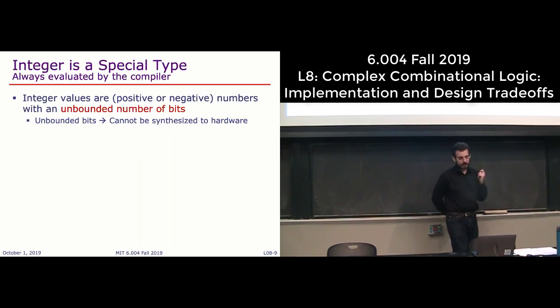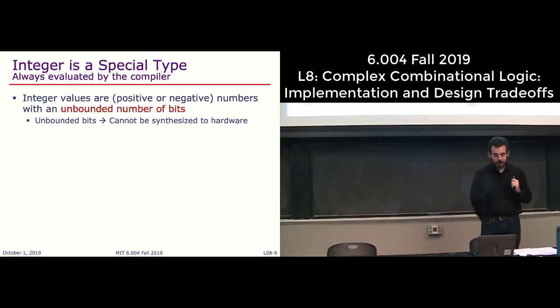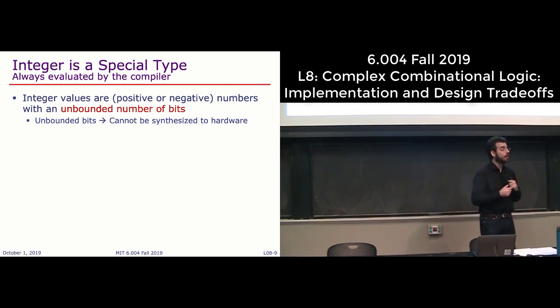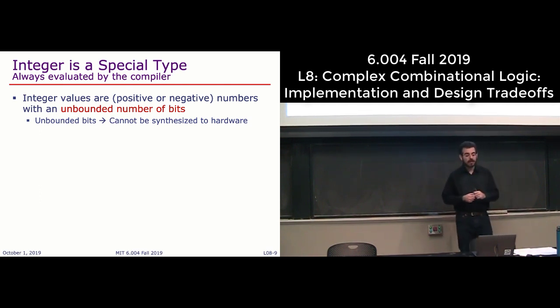Okay, there's one small detail here, which is how does the compiler guarantee that it's going to evaluate what we expect at compile time? And this is done through this integer type. Integer is a special type that is guaranteed to be evaluated by the compiler.